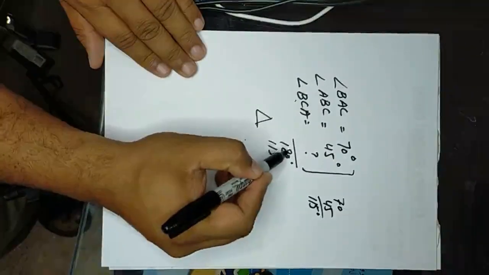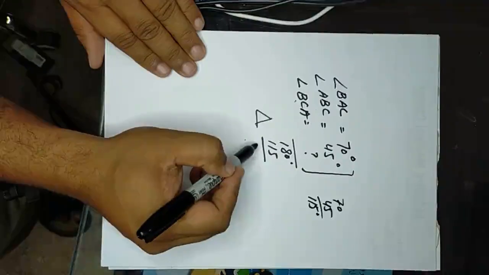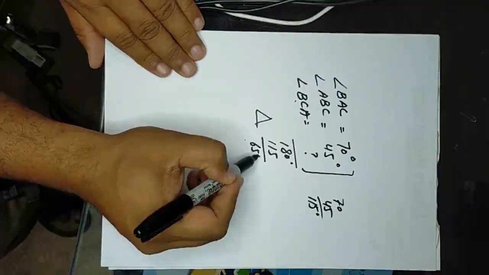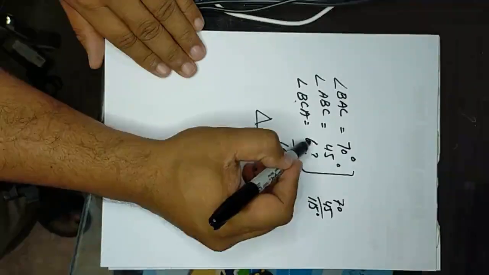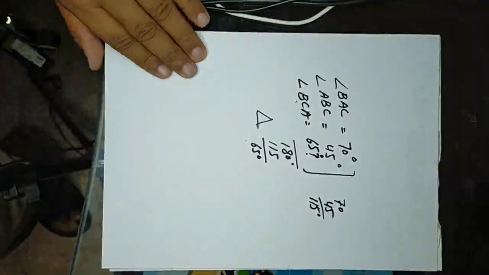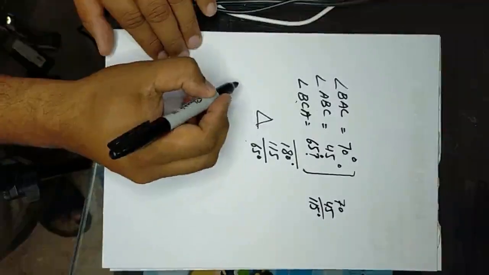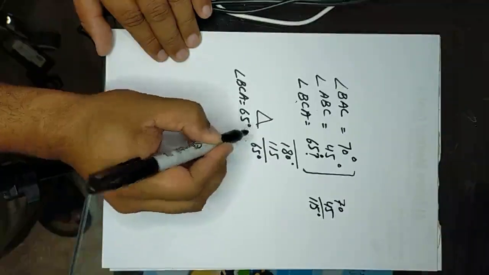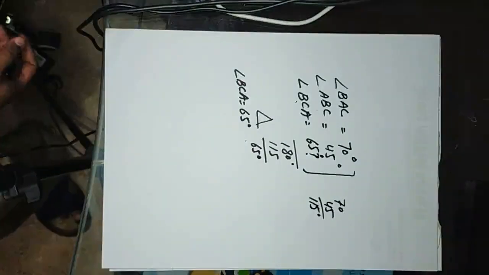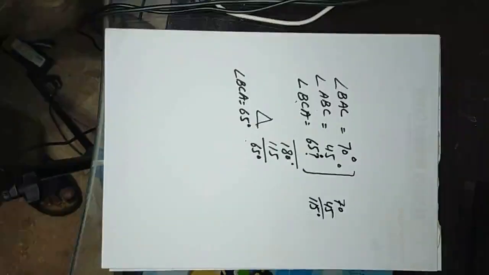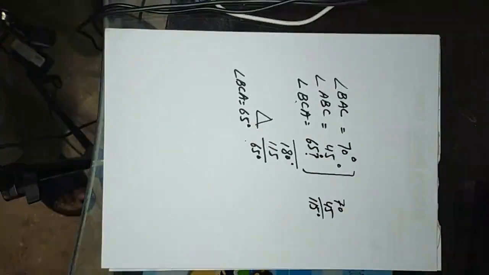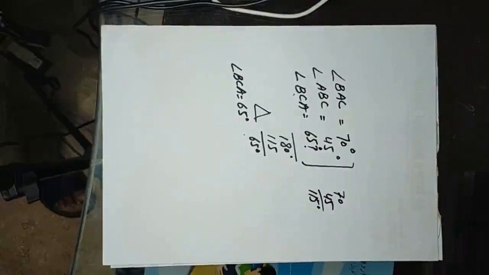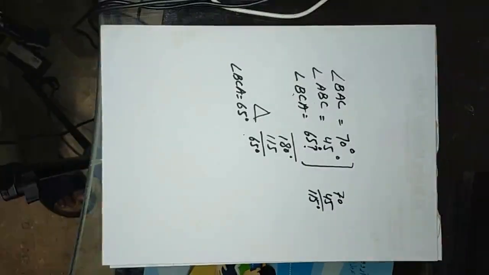So take 115 out of 180. We are left with 65 degrees. So the answer would be 65 degrees, right? Angle BCA is equal to 65 degrees. So that will make it a triangle with a sum of what? 180 degrees. Is that clear? Very good job, guys. Is everybody clear, right? Good. Okay, moving to the next question.